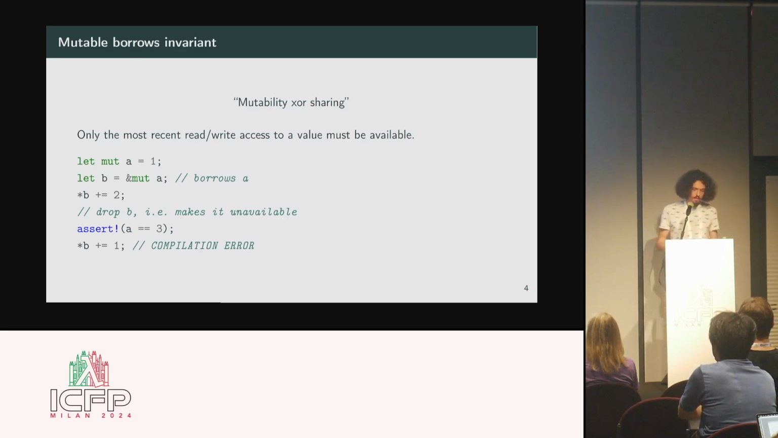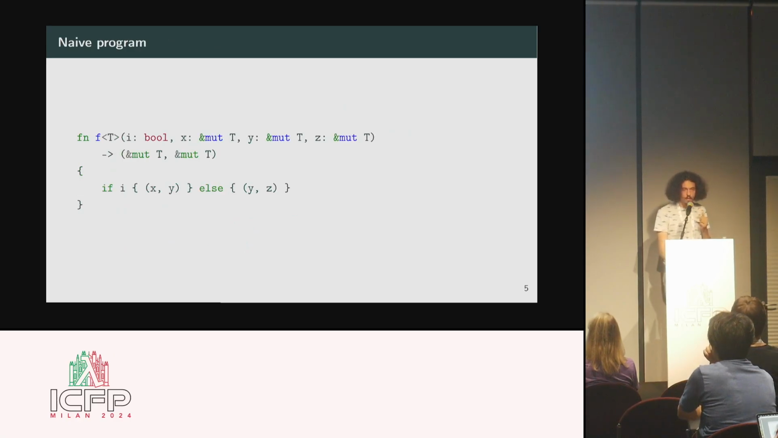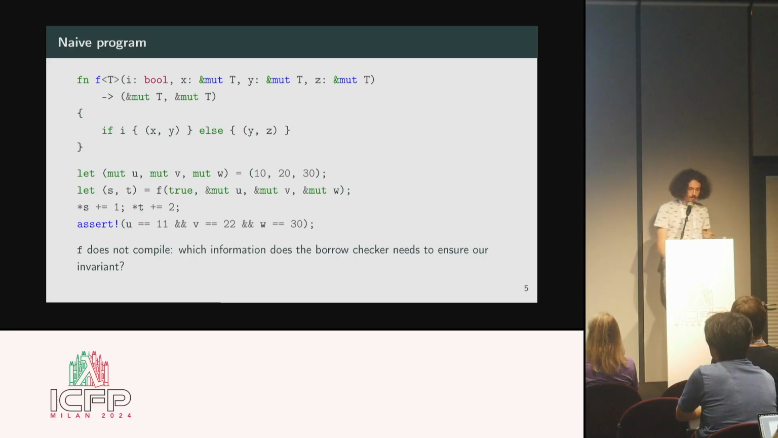Now that we see this invariant, we will work by example to understand how the borrow checker can guarantee us that. To begin with, I will work through a naive program. This is a function that consumes 3 mutable borrows and a Boolean and returns either the first 2 borrows or the last 2 borrows. To use this function, I can declare 3 integers, call this function with the 3 borrows on each integer, and I get back 2 new borrows through which I can modify my integers. Then I can read the updated values of my integers. But here, f does not compile if we put that into Rust.